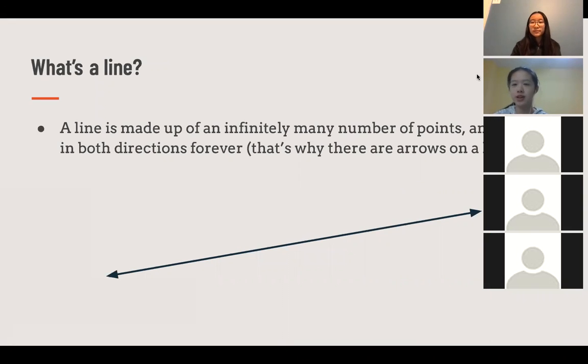Okay, so first, what is a line? The mathematical definition of a line is like a straight, well, it's a line. It's hard to give an explicit definition for a line, but it's made up of infinitely many points and extends in two directions forever. That's why the arrows are on the ends of the line. It doesn't actually end. It just extends on forever, but pictures can't show that, so they put arrows.